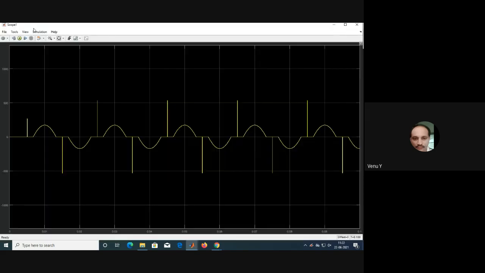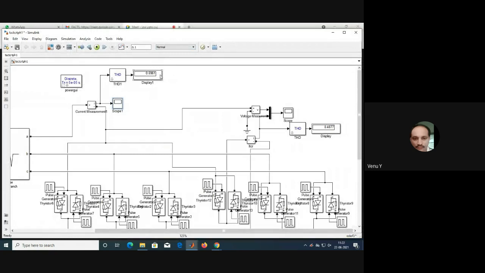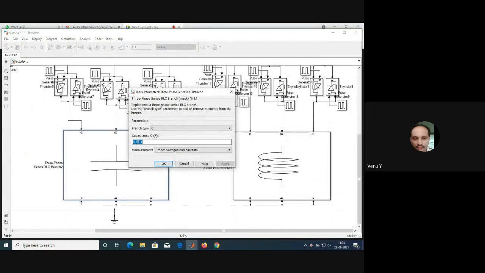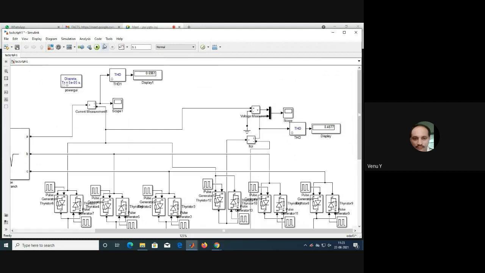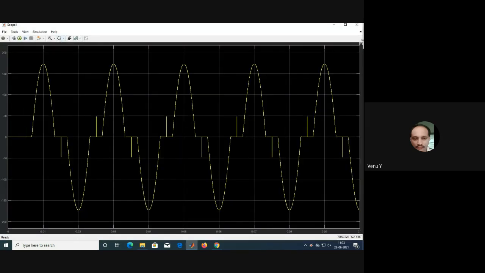This is the total current. This is the waveform of total current, which is similar to the previous one. And 69.6% is the THD content. You can go for 5. This is the current waveform, total current.